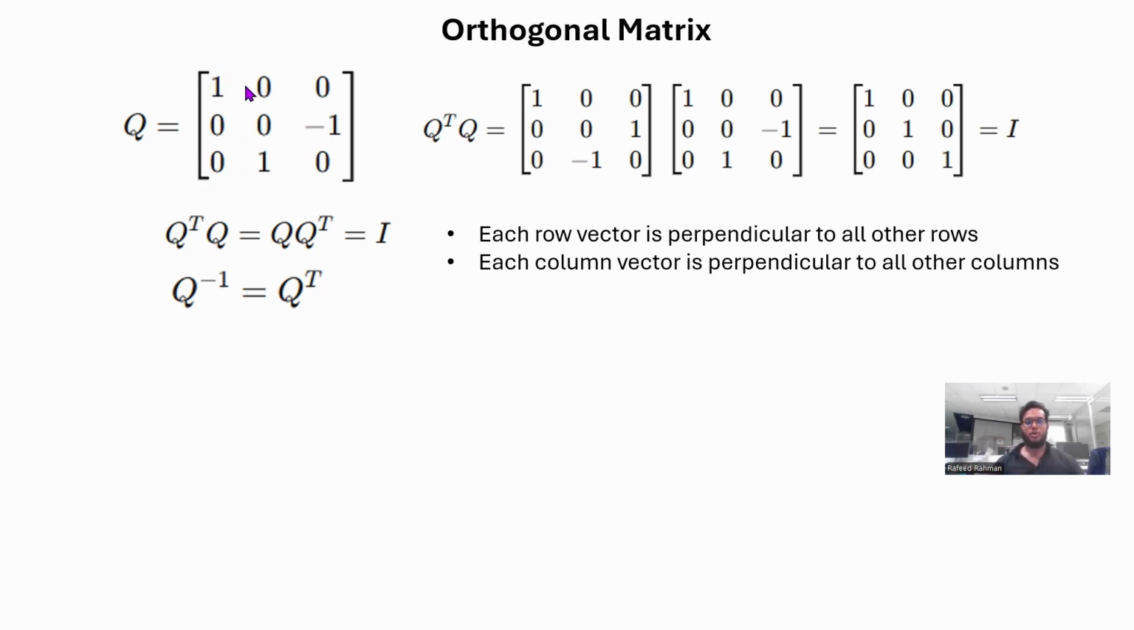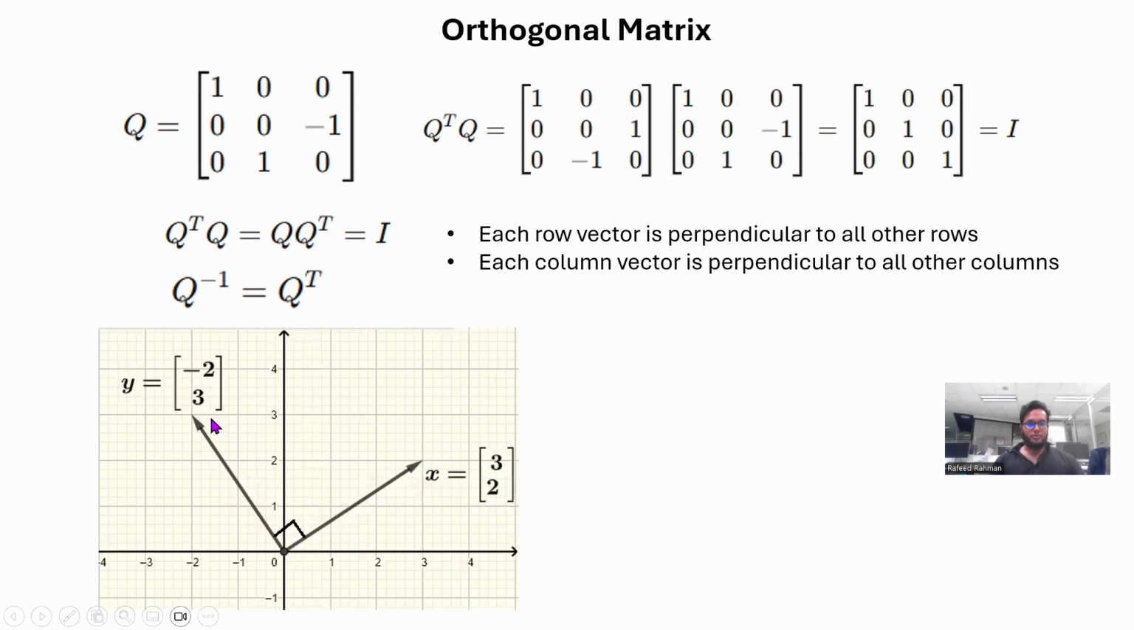Same goes for columns. Every column is perpendicular, or orthogonal, to each other, and every row is also orthogonal to each other. So this is a pictorial representation of that. If you dot product x and y, you are going to see a 0 result, and that is why you can see that these two are perpendicular to each other.